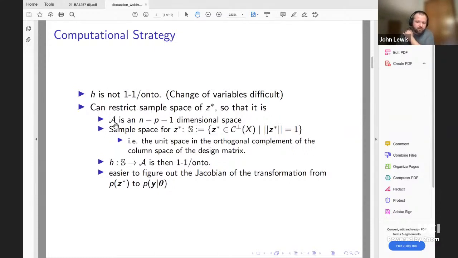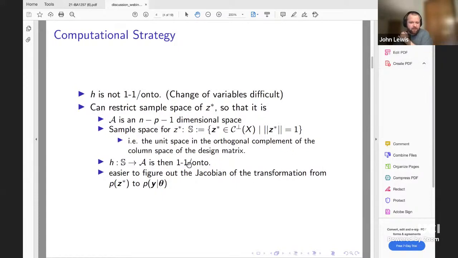If we think about this manifold A, it's an n minus p minus 1 dimensional space. With n data points, there are p regression statistics that are conditioned on, and there's one scale. That's where you get n minus p minus 1. And then the sample space, just to give you the result here, is the unit sphere, the orthogonal complement of the column space of X. It turns out that the transformation from that unit sphere to script A is one-to-one and onto. It's just an algebraic proof there.